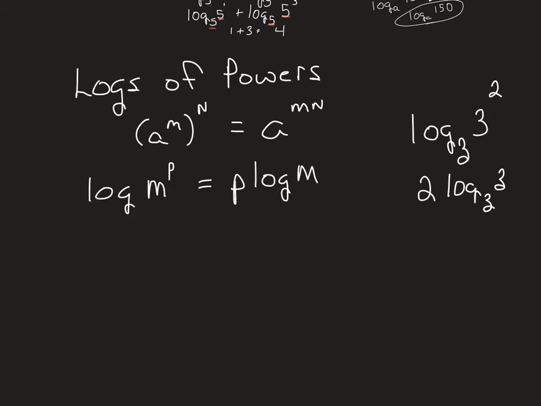So let's look at a couple of examples here. If I had the log base a of 11 to the negative 3, and I want to rewrite that using the power rule, it becomes negative 3 times the log base a of 11.